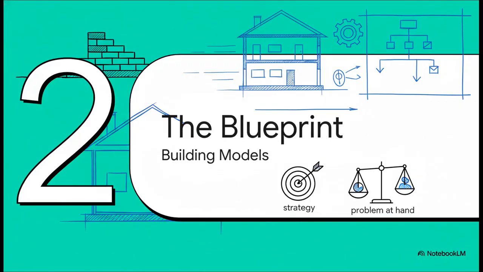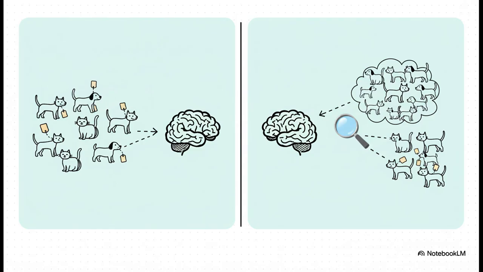Okay, with our foundation solid, let's start looking at the blueprints. See, building a model isn't just about throwing code at a problem. It's about having a smart strategy before you even start. So here's the first big fork in the road. Does your data already have the answers in it? If it does, like a bunch of emails already marked as spam or not spam, you're doing supervised learning. You're teaching the model. But if you've just got a pile of data and you need the algorithm to find patterns on its own, well, that's unsupervised learning.